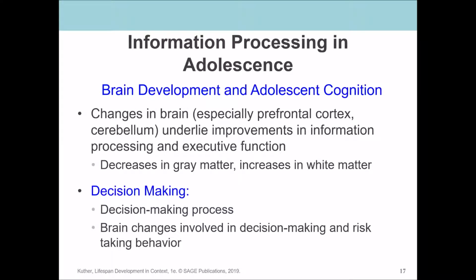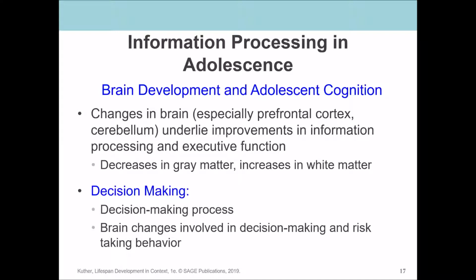There are some significant changes in the brain that happen during adolescence, and we've briefly talked about this before in a previous chapter, but just as a reminder, there are changes especially in the prefrontal cortex and the cerebellum, and this underlies improvements in information processing and executive function. There are decreases in gray matter, increases in white matter, and this helps make cognition more efficient. Essentially, this is due to myelination and the pruning of unneeded synapses.